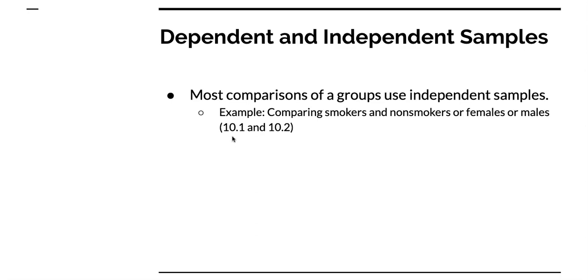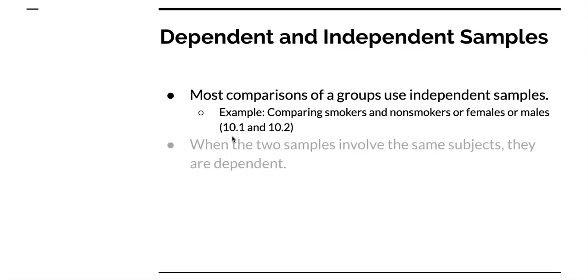But sometimes the samples are going to be dependent. And if they are coming from dependent samples, then what we have to do gets a little bit different. So in 10.4, I'll talk about how to work with them. And when two samples involve the same subject, now how can that happen, right? How can you sample from the same subject? Let me give you an example. And if that happens, we say they are dependent.